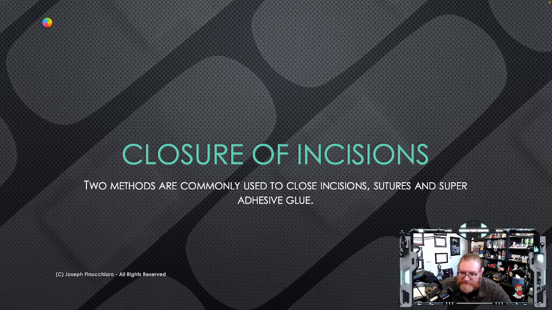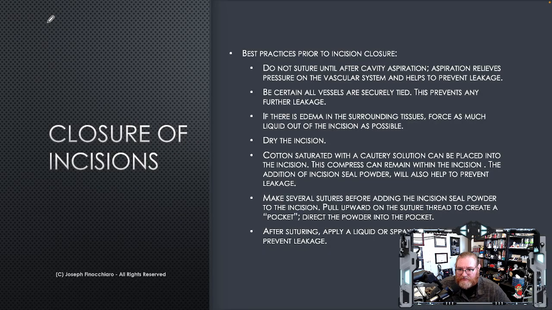So when closing your incisions, the two methods commonly used are sutures and superglue adhesive. So, best practices prior to incision closure. Do not suture until after cavity aspiration. Aspiration relieves pressure on the vascular system and helps to prevent leakage. Be certain all vessels are securely tied. This prevents any further leakage.